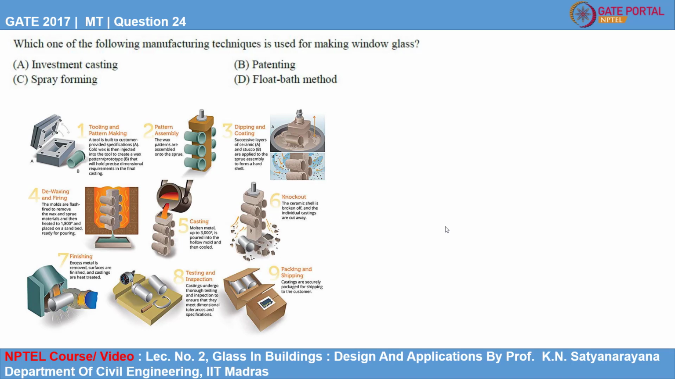The materials that can be cast using this method include stainless steel alloys, brass, aluminium, carbon steel. So that was the first technique, investment casting. The next method is patenting. Generally this method is used in wire drawing operations.